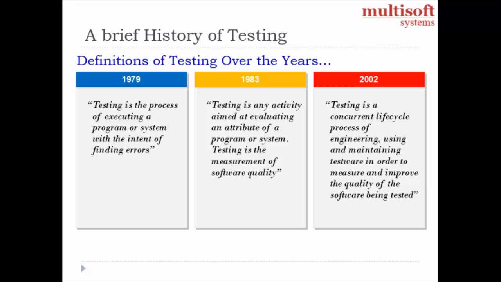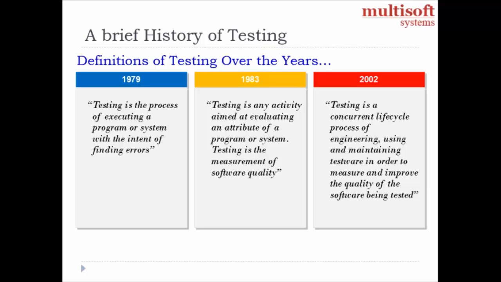And now, in the present time, after the year 2000, they feel that testing is also a kind of engineering activity, and it must have some kind of life cycle process. That is the reason they defined testing as a concurrent life cycle process of engineering. That means testing also follows various phases, and we have to do the testing based on those phases only, using and maintaining testware in order to measure and improve the quality of software being tested.